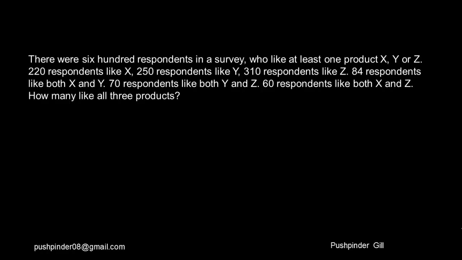220 like X, 250 like Y, 310 like Z, and so on. So he's asking you how many of them like all 3 products. So now this question becomes a little bit tricky, but not tricky unless you don't know how to solve it.